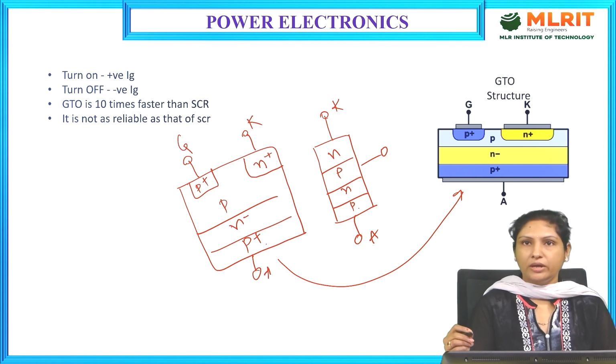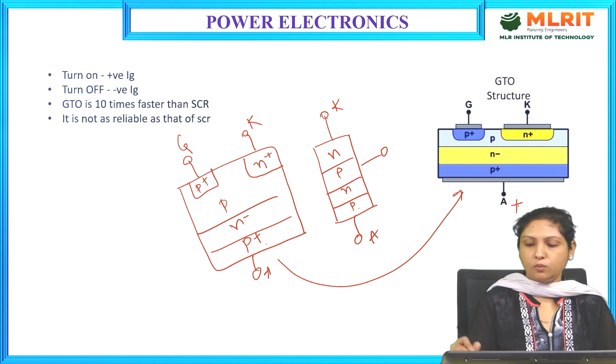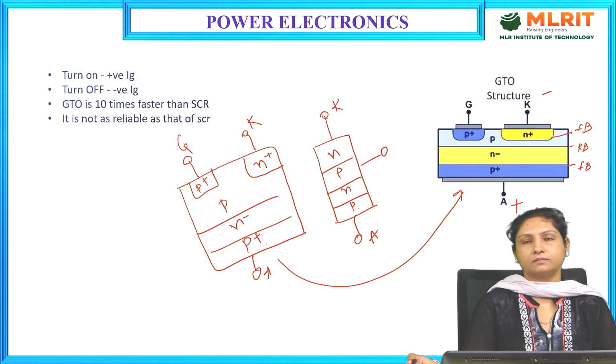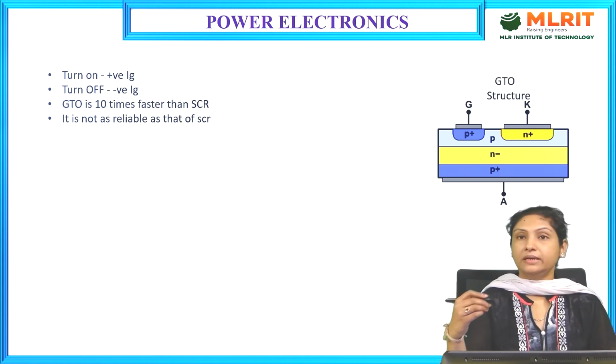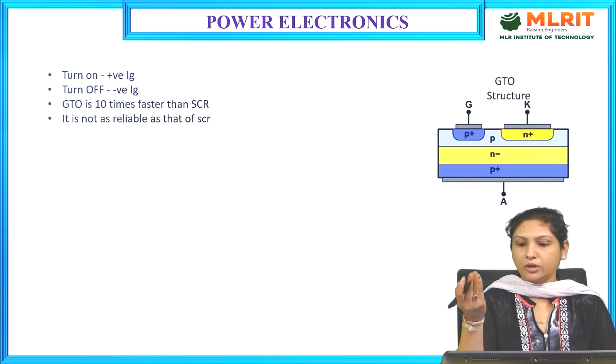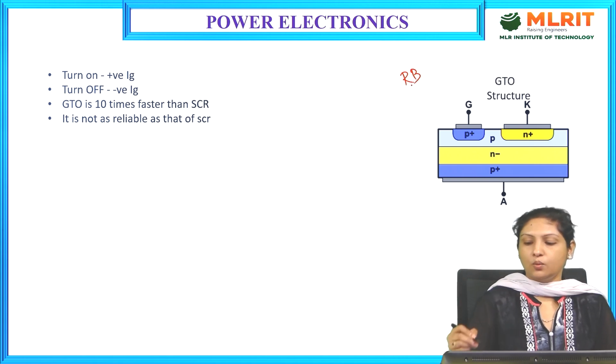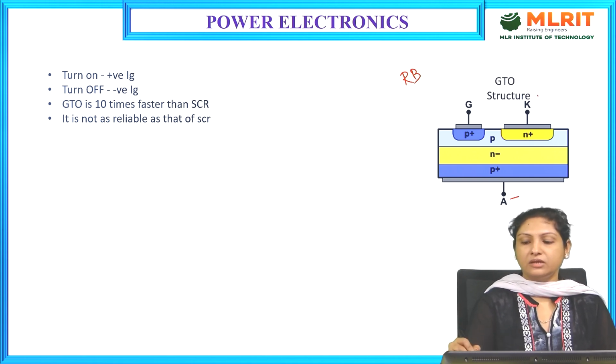And here, whenever gate voltage is applied, that is when the anode is made positive with respect to cathode, in that case the GTO will be in the forward bias mode, during which this layer will be forward biased and this is reverse biased, and again this layer will be forward biased. And when GTO, we need to bring the GTO into the reverse bias mode. Under reverse bias mode, we need to make the anode negative with respect to cathode.